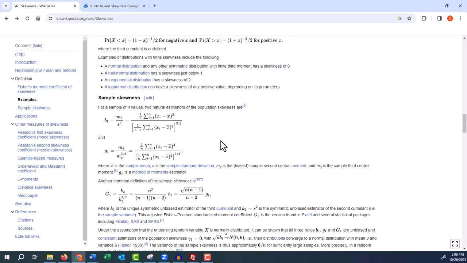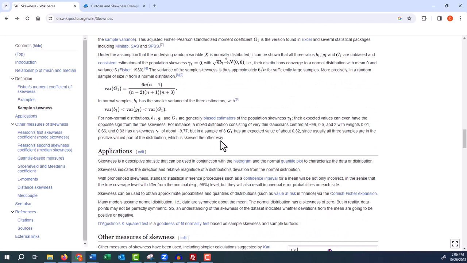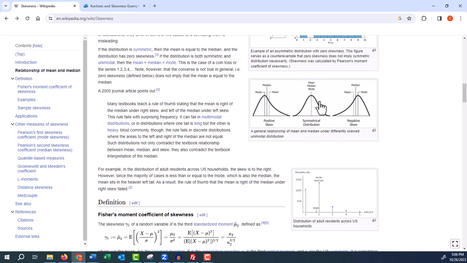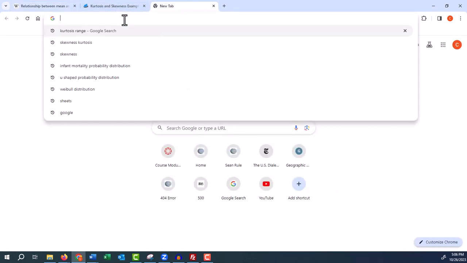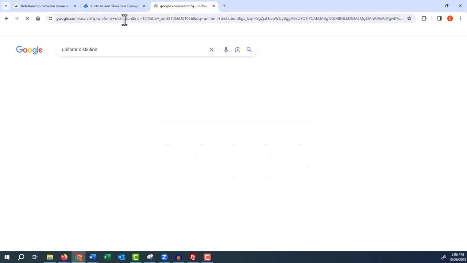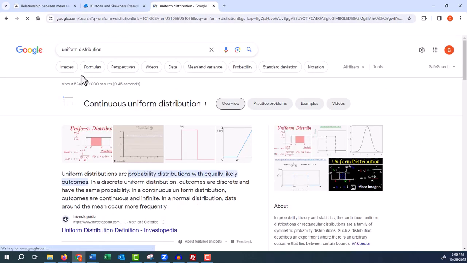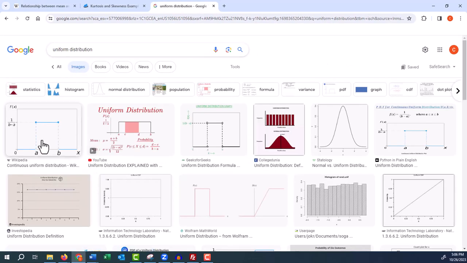Okay, now that's great, but the only problem with skew is it only checks to make sure that the curve is a mirror image of itself. So one way for a curve to be a mirror image of itself is in a symmetrical distribution like this one. But there are also other distributions like what's called the uniform distribution. Here we go. This is a very extreme example, but a uniform distribution looks like this.